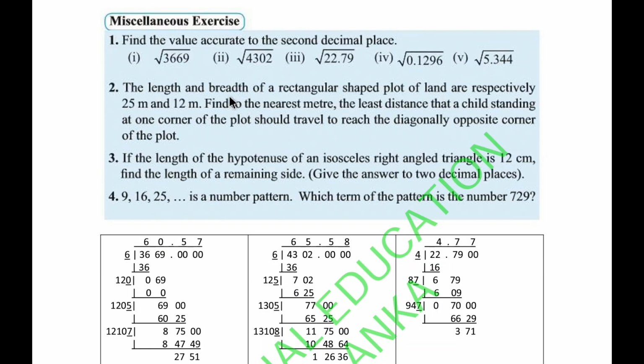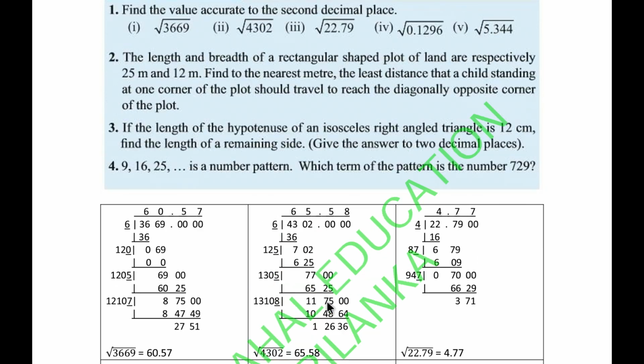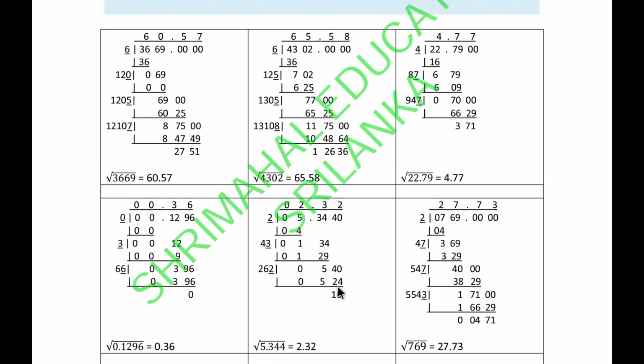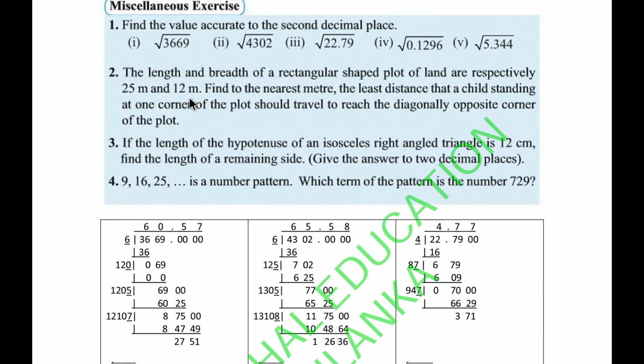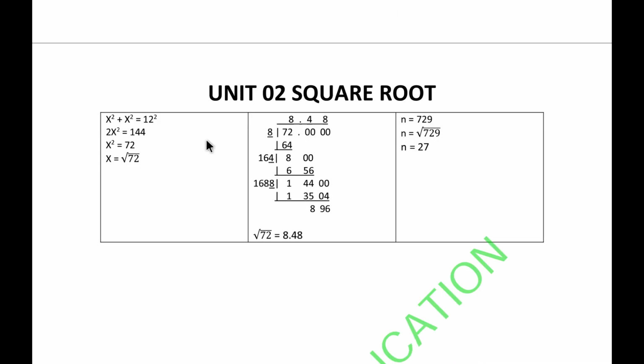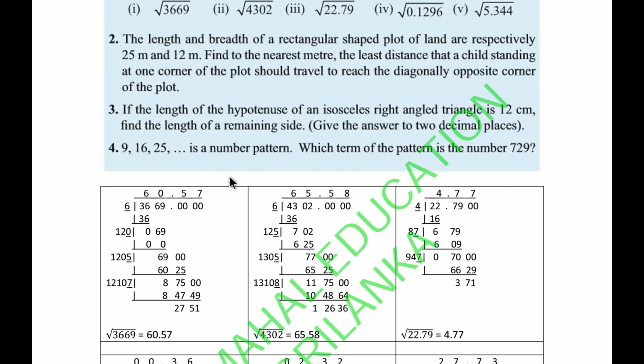So this is the first one, 3669, then 4302, 22.79, 0.1296, and 5.344. This stands for the second question, and this could be the third one and the fourth one. I'm going to explain everything now from the very beginning.